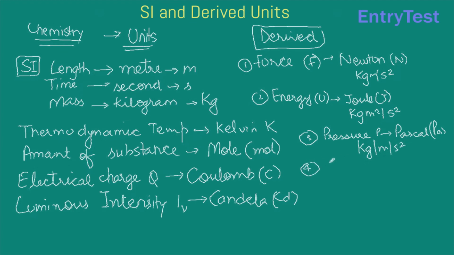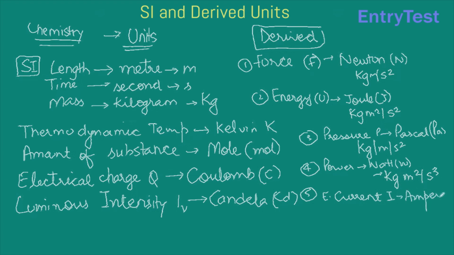The fourth derived unit is of power, which is represented in watts, and in SI terms, it is kg meter square per second cube. The fifth derived unit is electrical current, represented by I, and it is measured in amperes, or A, and in SI units it is equal to coulomb per second.